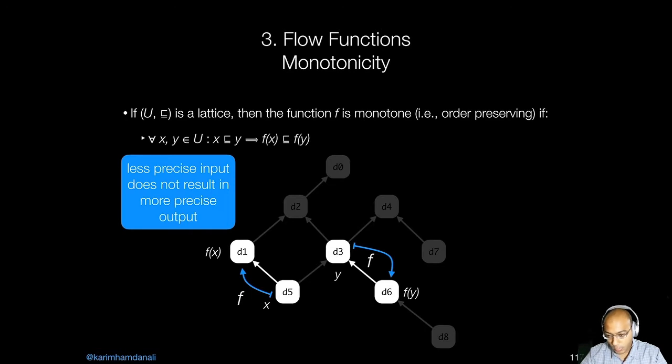We're going to see later today in the lecture, and also in the next lectures, why this monotonicity property is important for providing certain guarantees on the analysis itself. So in this case, this is not going to be a monotonic function, and we cannot depend on that property for this function f. So far so good. Any questions about monotonicity here for flow functions?